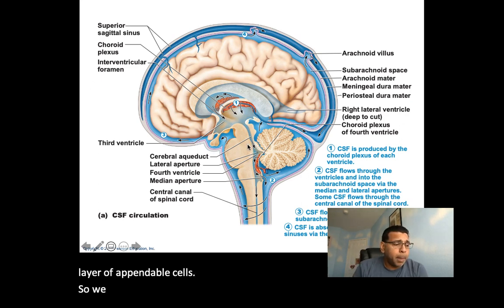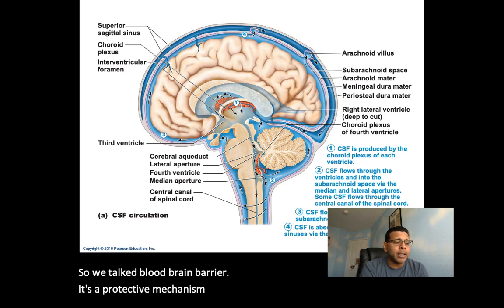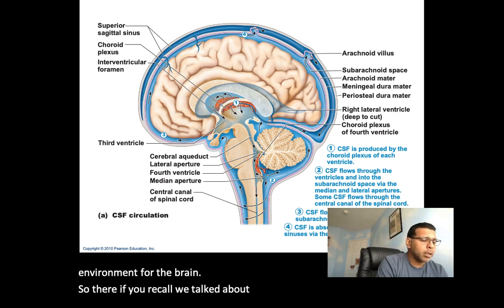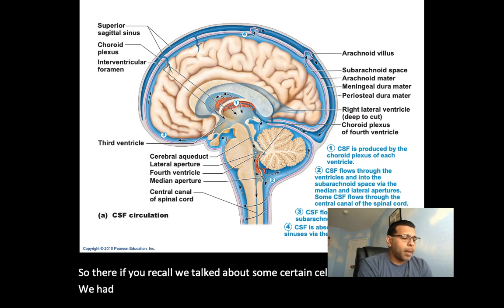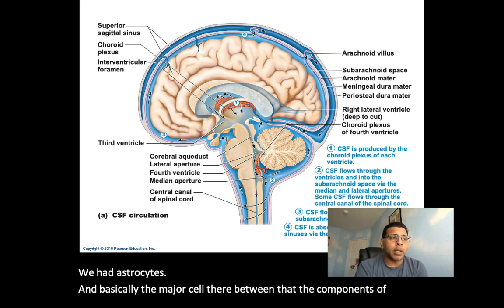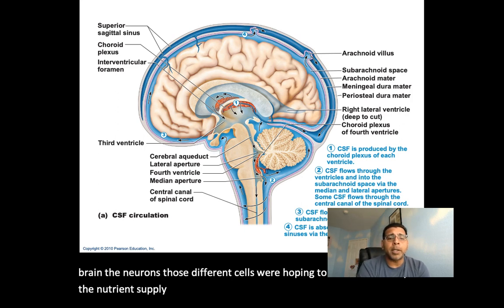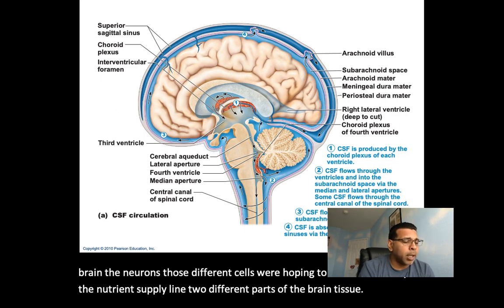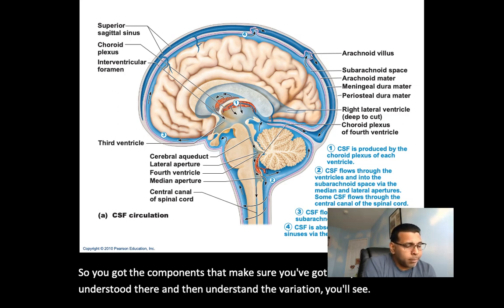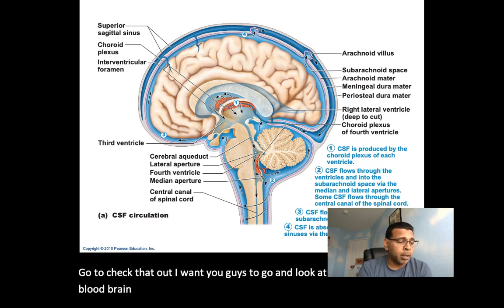So when we talk blood-brain barrier, the function of the blood-brain barrier is that it's protective. It's a protective mechanism that's going to help maintain a stable environment for the brain. If you recall, we talked about certain cells. We had astrocytes, and basically the major cells between the components of the brain, the neurons, those different cells were helping to connect the nutrient supply line to different parts of the brain tissue. So make sure you understand every one of those components, and then understand the variation. I want you guys to go through and look at the variation of the blood-brain barrier in the different parts of the brain and the ventricles.